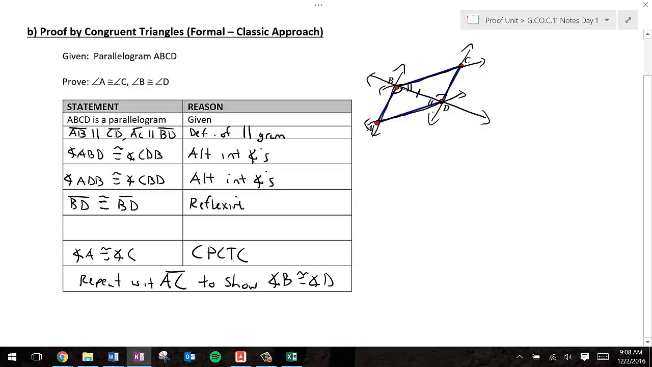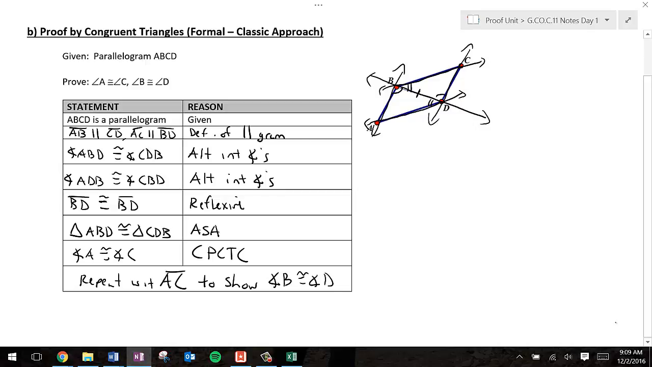Okay, and now I've got enough. I've got two sets of angles with a set of sides in between, so I can prove these two triangles congruent. We can say that triangle ABD is congruent to triangle CDB, and our reason for that is angle, side, angle. We have two sets of congruent angles with a set of sides congruent in between. And then, as I said, we can say that the two opposite angles, angle A and C, are congruent by CPCTC. Now, if we just replaced diagonal BD with diagonal AC, the same exact process would exist.